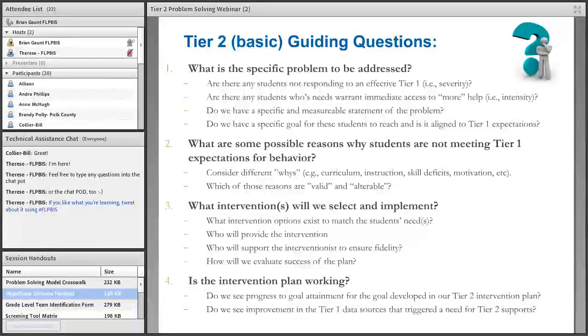What is the problem to be addressed? What are some possible reasons why that problem is existing? What are the interventions, or what are we going to do about it? And then, do we know if our plan is working? Is the problem getting reduced? Is it getting better?